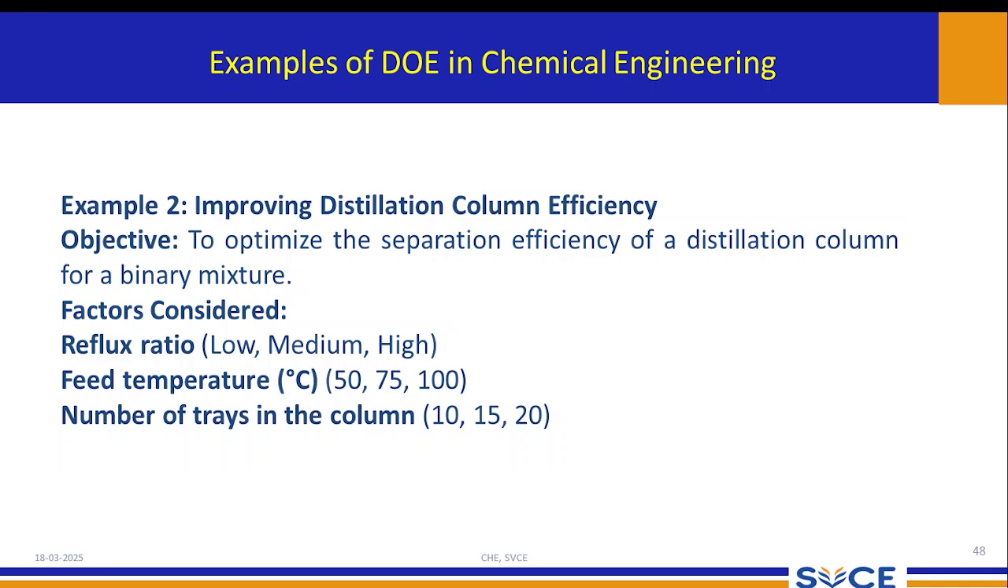Okay, so if the reflux ratio increases, obviously what will happen? The number of stages will come down. Okay, so if the reflux ratio increases and you just keep the number of trays, what will happen? Obviously, the separation efficiency will be more. Higher the reflux ratio, higher the separation efficiency. Higher the number of trays, higher the separation efficiency. So it's directly proportional.